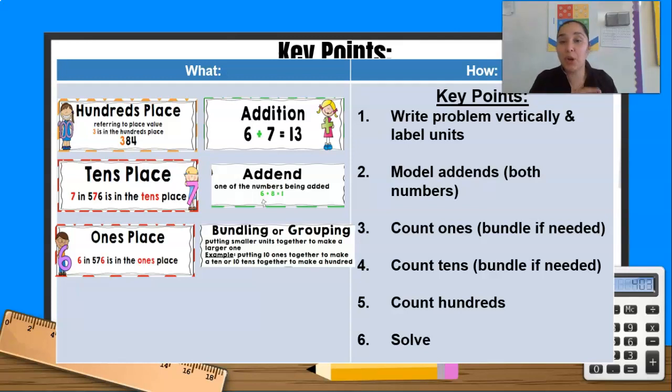After you do that, key point number 3 is that you count the ones place. You count them, and you bundle if needed. After you're done with the ones, the next key point, key point number 4, is that you count the tens place. You bundle if you have 10 units or more, then you count the hundreds. Make sure that when you're adding, you put the answer at the bottom, and if you bundle, you put the correct digits at the top. Okay, let's start with the first problem.